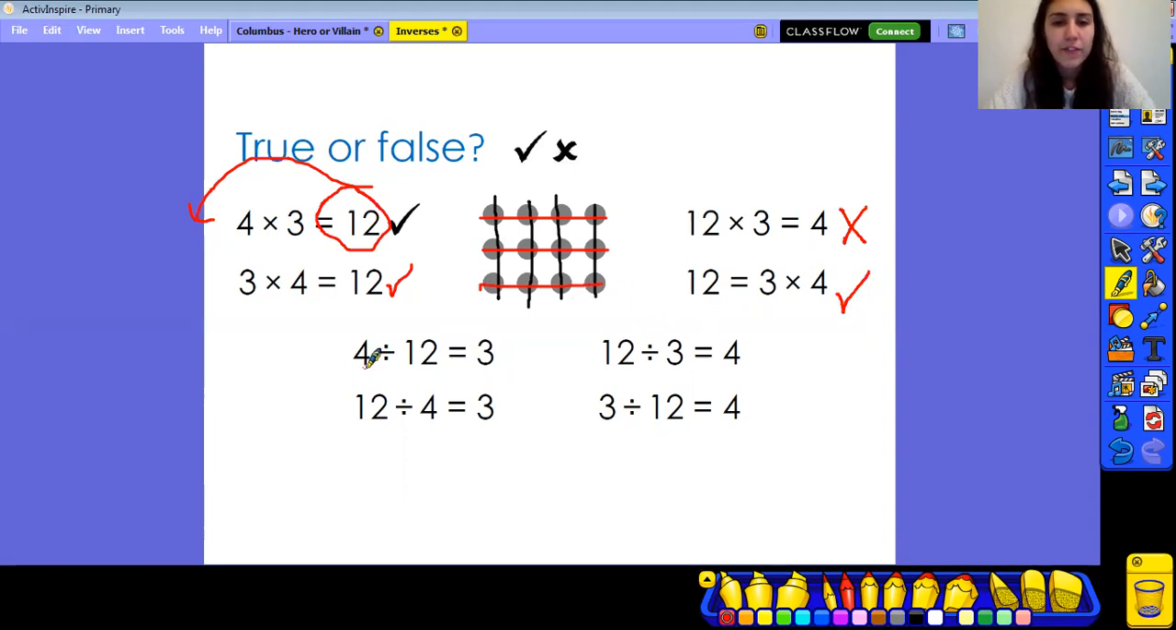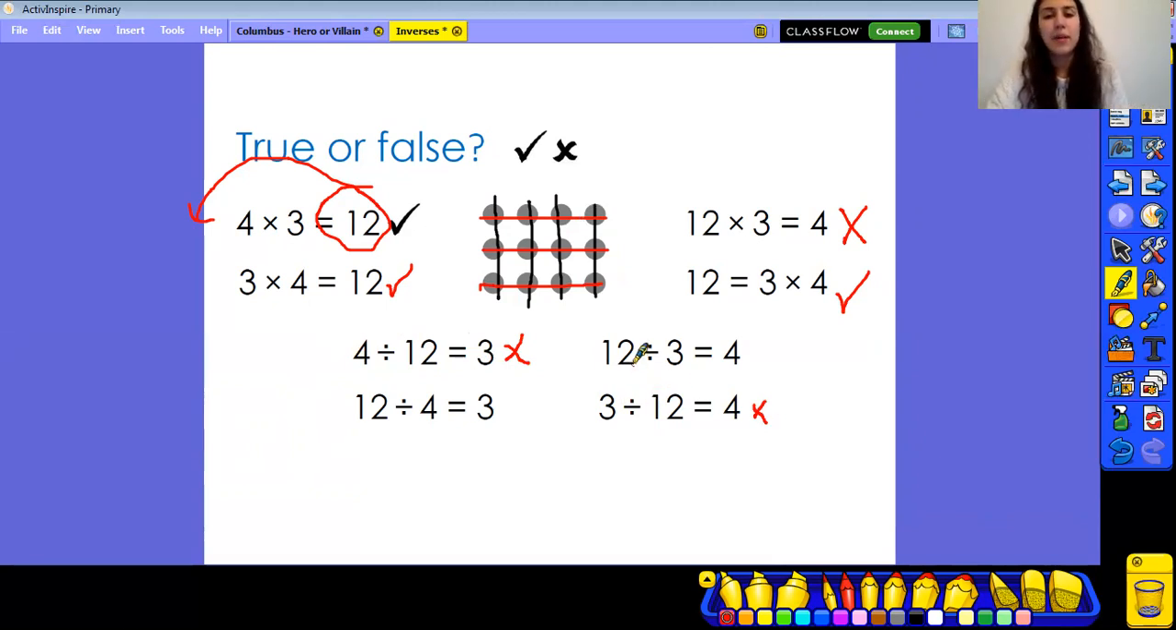Okay, let's do this one then. 4 divided by 12 equals 3. So this is a division equation. 12 is my biggest number. Now I know that when I have a division, my biggest number must come at the start. So this is all wrong. If I had 4 objects, I wouldn't be able to share them into 12 groups. And remember, the whole here is 12. That should be what's being shared. So that's false. And for that same reason, we can also rule this one out here because our whole is in the completely wrong place.